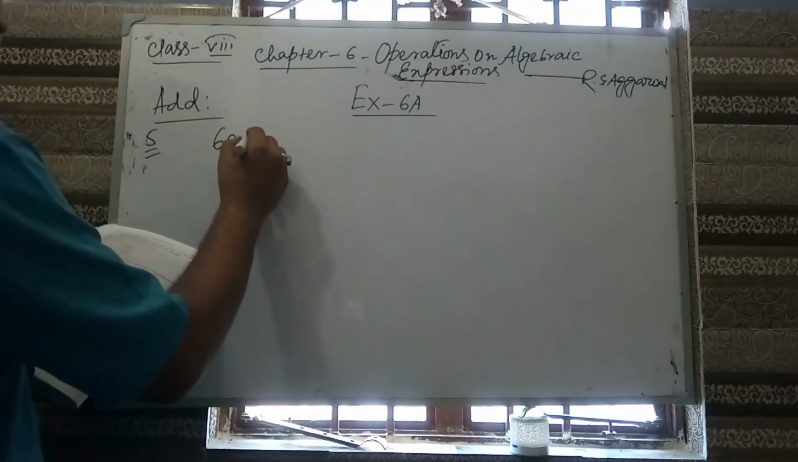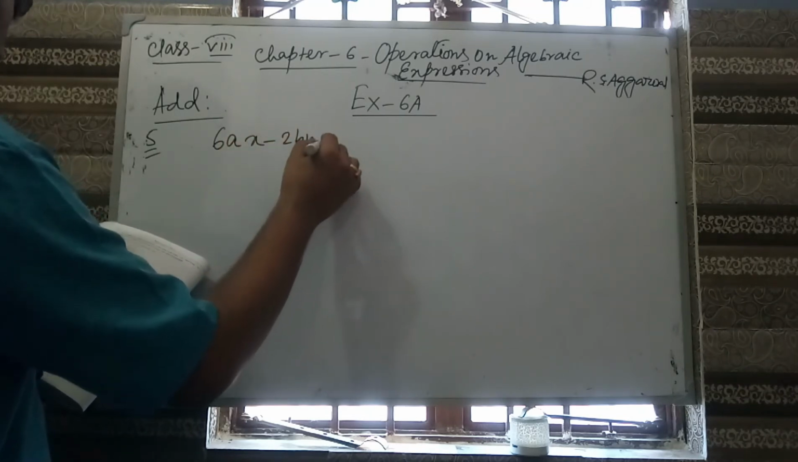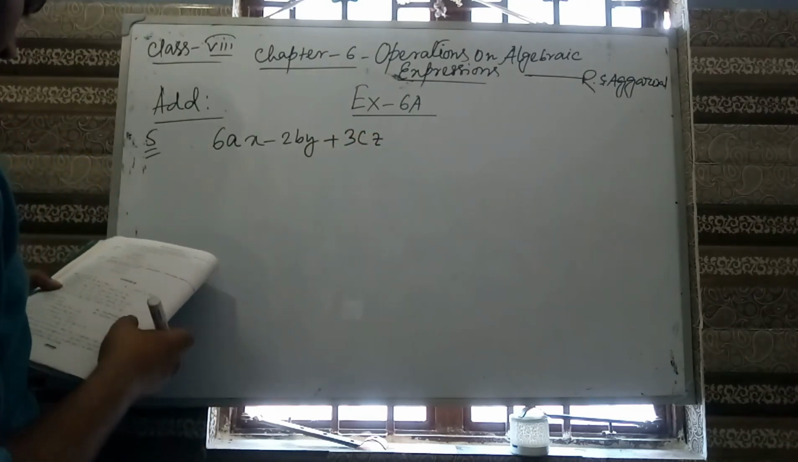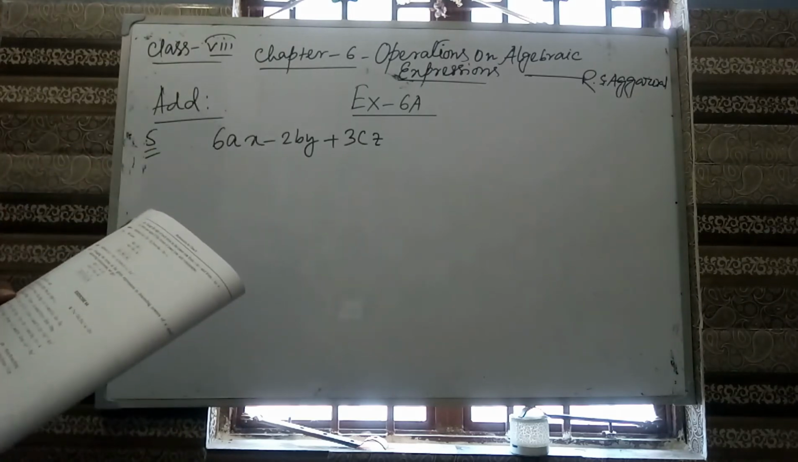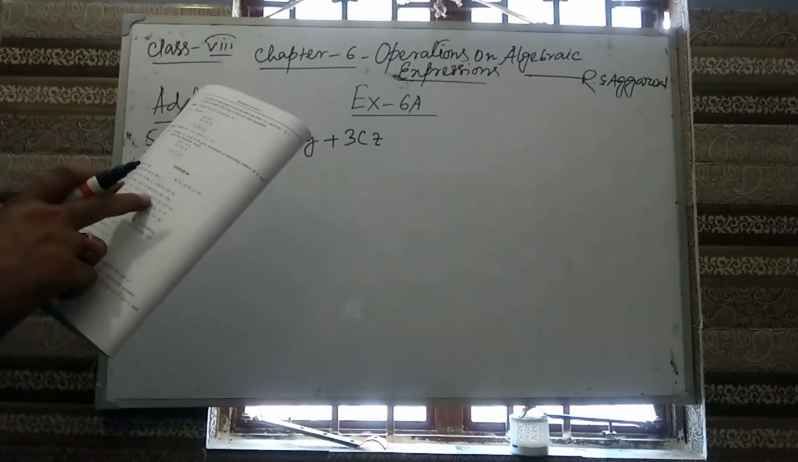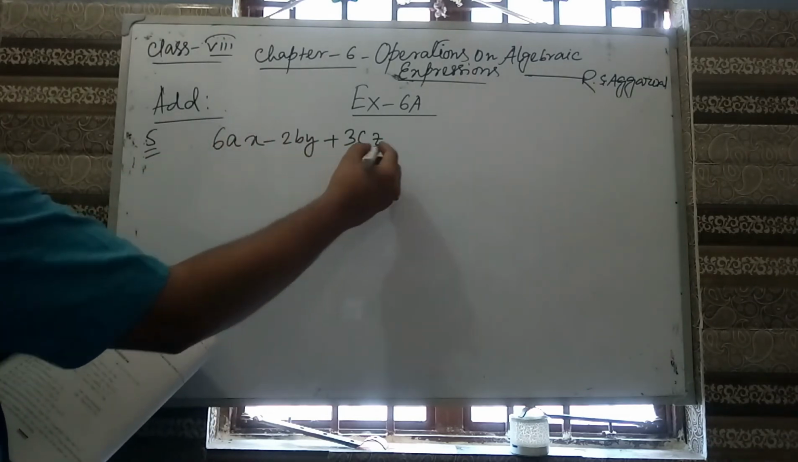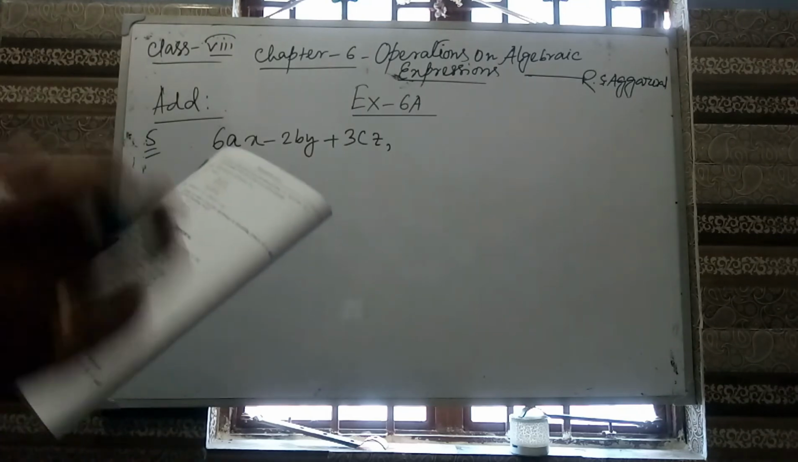6AX minus 2BY plus 3CZ. This one is a term. Look, how to identify how many terms or how many numbers are there. It is the first number, then a comma is given. So that means it is separated from the next one.